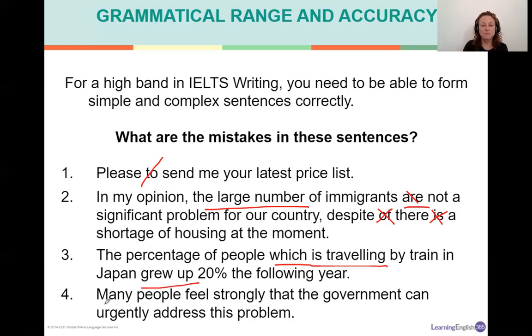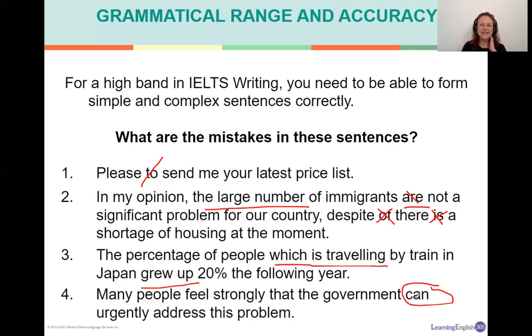And number 4, there's one mistake here. It's the use of the modal verb can. It doesn't fit with the sentence. If you're talking about somebody feeling strongly about something, you need should or must, not can.